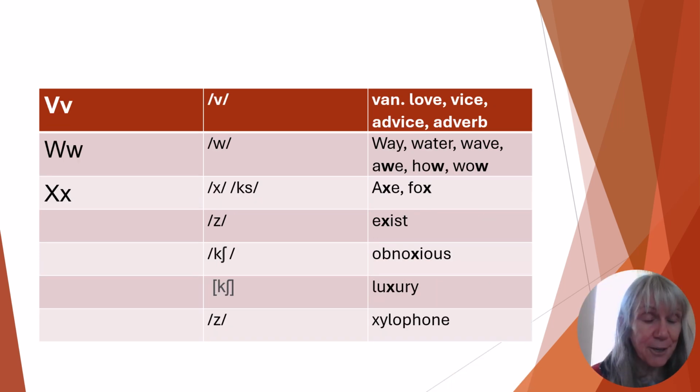Continuing along with our alphabet, we're at the V, and V just makes a van, love, vice, advice, adverb, so a v sound. W makes a w sound, way, water, wave, how, and wow.